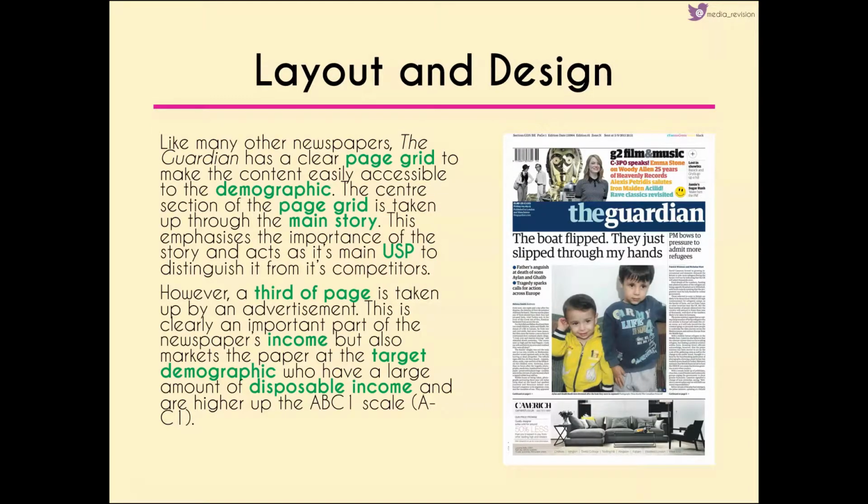And layout and design. Like many other newspapers, The Guardian has a clear page grid to make the content easily accessible to the demographic. The centre section of the page grid is taken up through the main story. This emphasises the importance of the story and acts as its main USP to distinguish it from its competitors. However, a third of the page is taken up by an advertisement. This is clearly an important part of the newspaper's income, but also markets the paper at the target demographic, who have a large amount of disposable income and are higher up the ABC1 scale, A to C1.